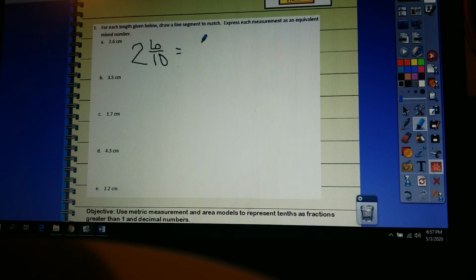I got to break it down. Oh, I got to write it again. Okay, so that's 2 and 3/5. It's equivalent, right? Okay, so we have 3 and 5. So 3 wholes and then 5/10.